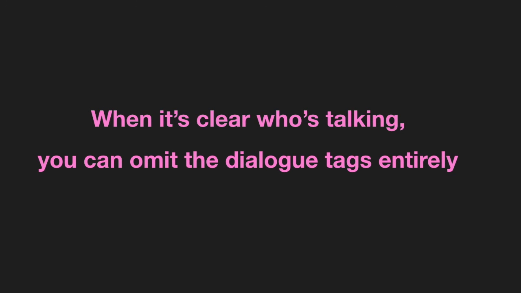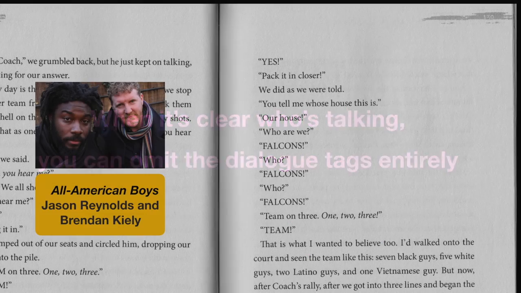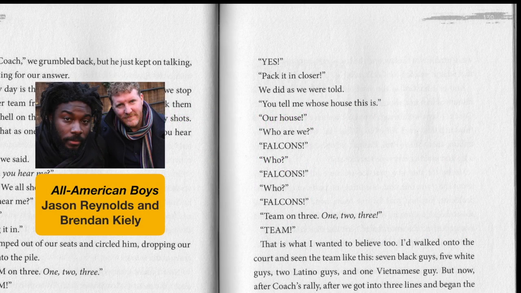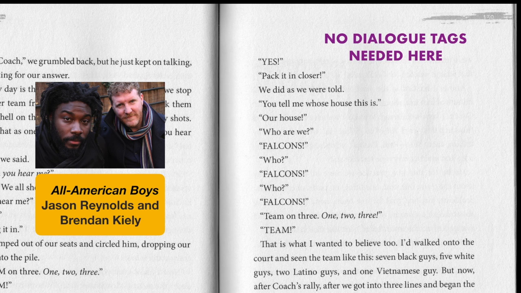Also, when it's clear who's talking, you can leave the dialogue tag out altogether. Most of the time, dialogue is just two people talking, right? So if they're just taking turns talking, alternating back and forth, you can just identify them at the beginning and then drop the dialogue tags entirely, like these lines from All American Boys, where a coach is giving a pep talk.